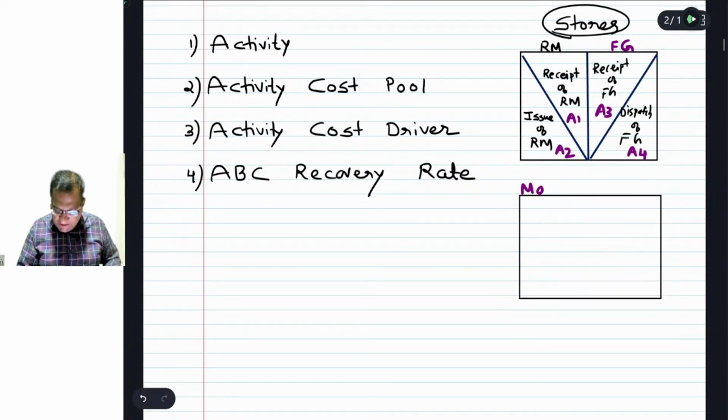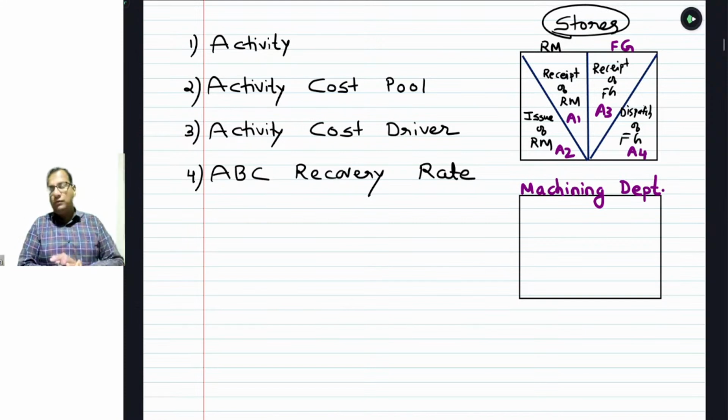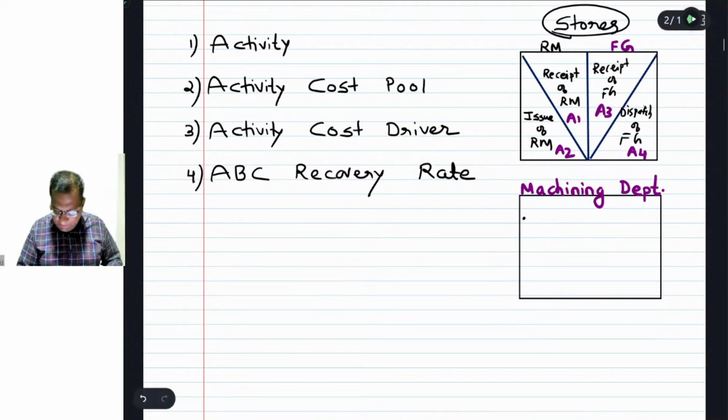Suppose this is machining department. Now, what will happen? Earlier, we found out the recovery rate only for the machining department as a whole. Now, according to David Kaplan and Norton, there must be 2, 3, 4, 5 activities in a single department. So the department will be bifurcated according to the function wise. So the first can be the setup function, machine setup. We already discussed what you mean by machine setup.